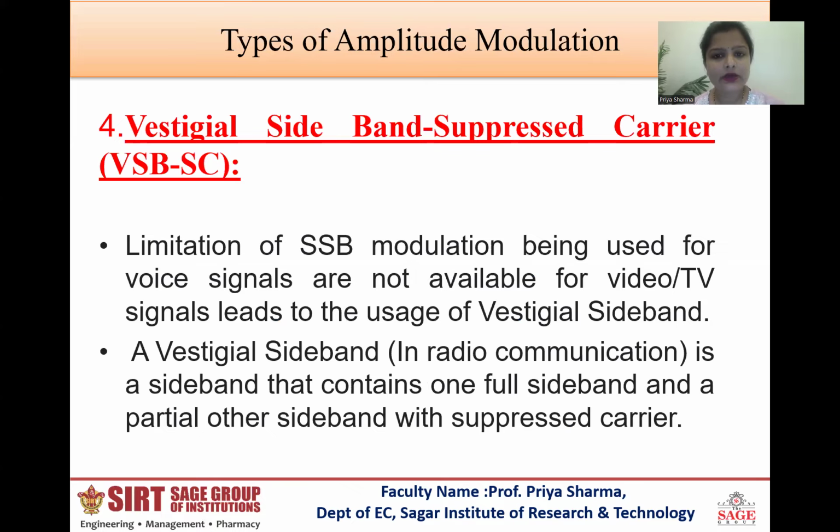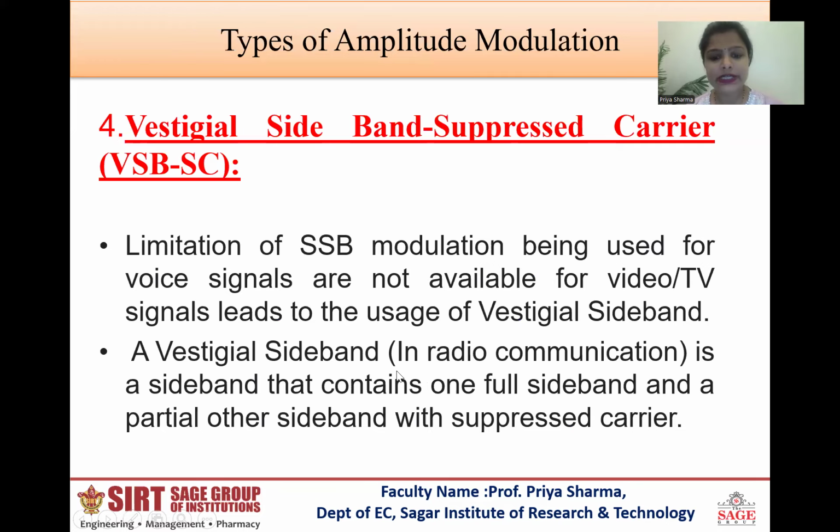In this, either only the USB or the LSB is transmitted. This is the modified form of SSB, single sideband, but a partial part of the other sideband is also transmitted, as designing filters for transmission and reception of SSB is very difficult. So VSB was designed. So only a partial part of the other sideband is also transmitted. Let's discuss in detail. The limitations of SSB modulation being used for voice signals are not applicable for video or TV signals, which leads to the usage of vestigial sidebands.